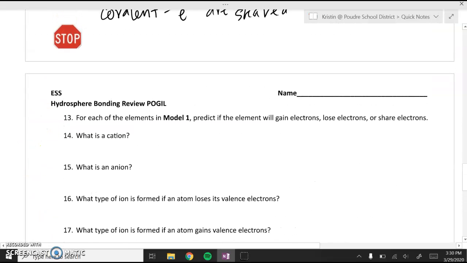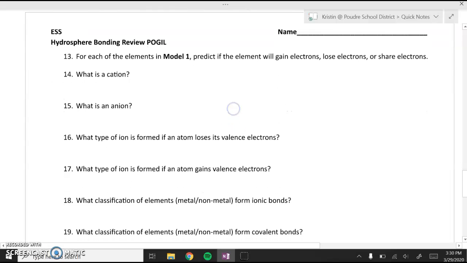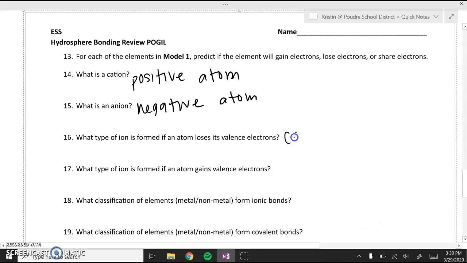So thinking back to things we talked about last week, what is a cation? Cation is a positively charged atom. And an anion is a negatively charged atom. So if you lose valence electrons, you're going to become a cation. You're going to be positive. If you gain valence electrons, you're going to be an anion.